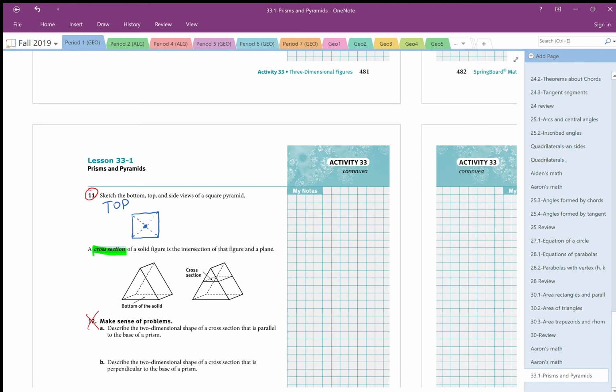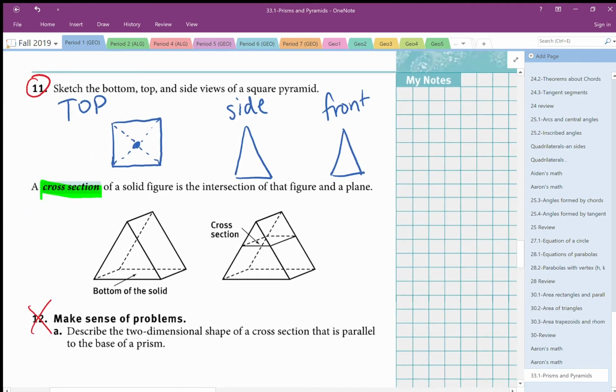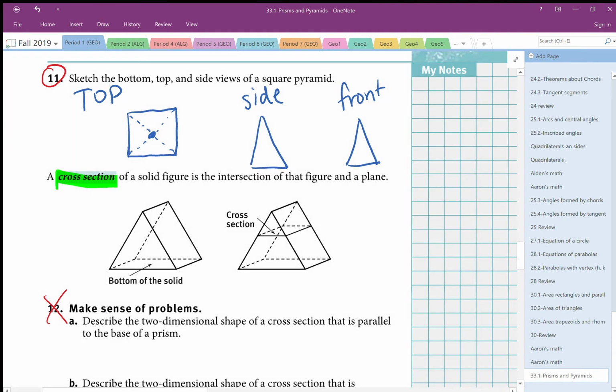It looks flat with the square. All right, and then like we said, the side views look like that, and the front views look exactly the same because they're both triangles. Okay, a cross section. A cross section of a solid figure is the intersection of that figure and a plane.